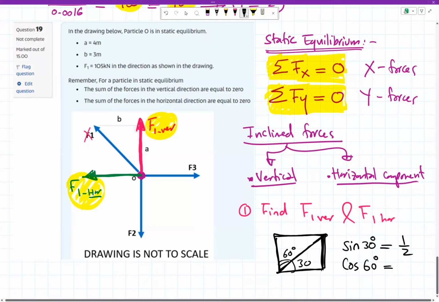Sine 60 is half... cosine is half. So that's sine 30 equal to cosine 60, sorry. So it will give us the same value. Do you understand it?